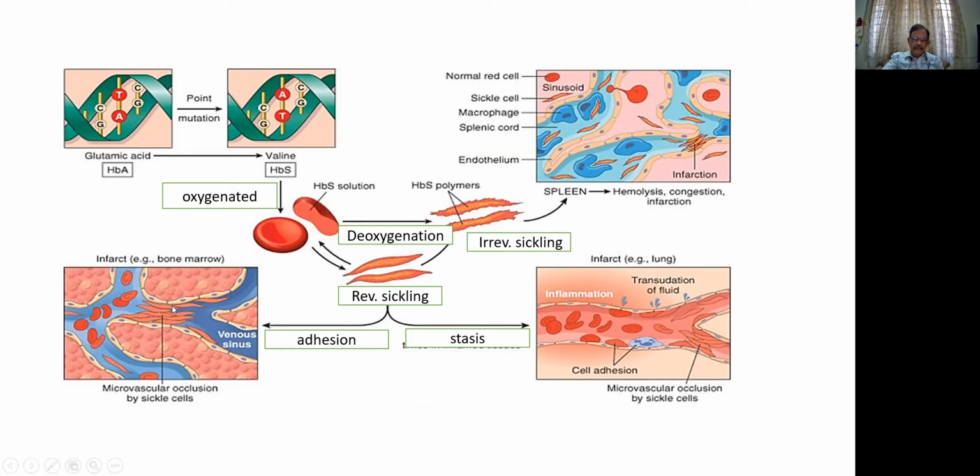Sometimes there can be adhesion and stasis, which we call veno-occlusion. Veno-occlusion is one of the complications of sickle cell anemia. The stasis can also lead to microvascular occlusion and infarction. So this entire table is extremely important. I would like you to kindly revise it repeatedly and write the answer.